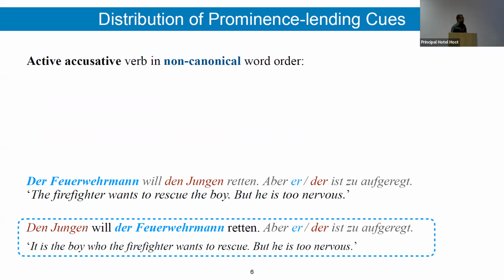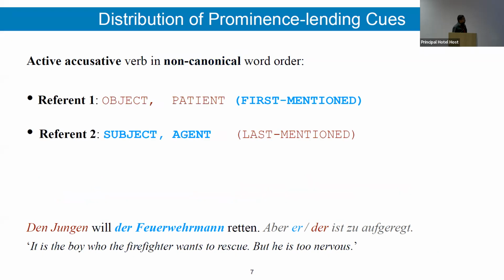But that doesn't have to be the case if we change the word order. Consider the non-canonical word order, where we just swap the subject and the object. Now the first referent is the object and patient. So even though it's first in terms of mention, it's not prominent in terms of grammatical role or theta role. And referent 2 is prominent in terms of subjecthood and agenthood, but it's the last mention.